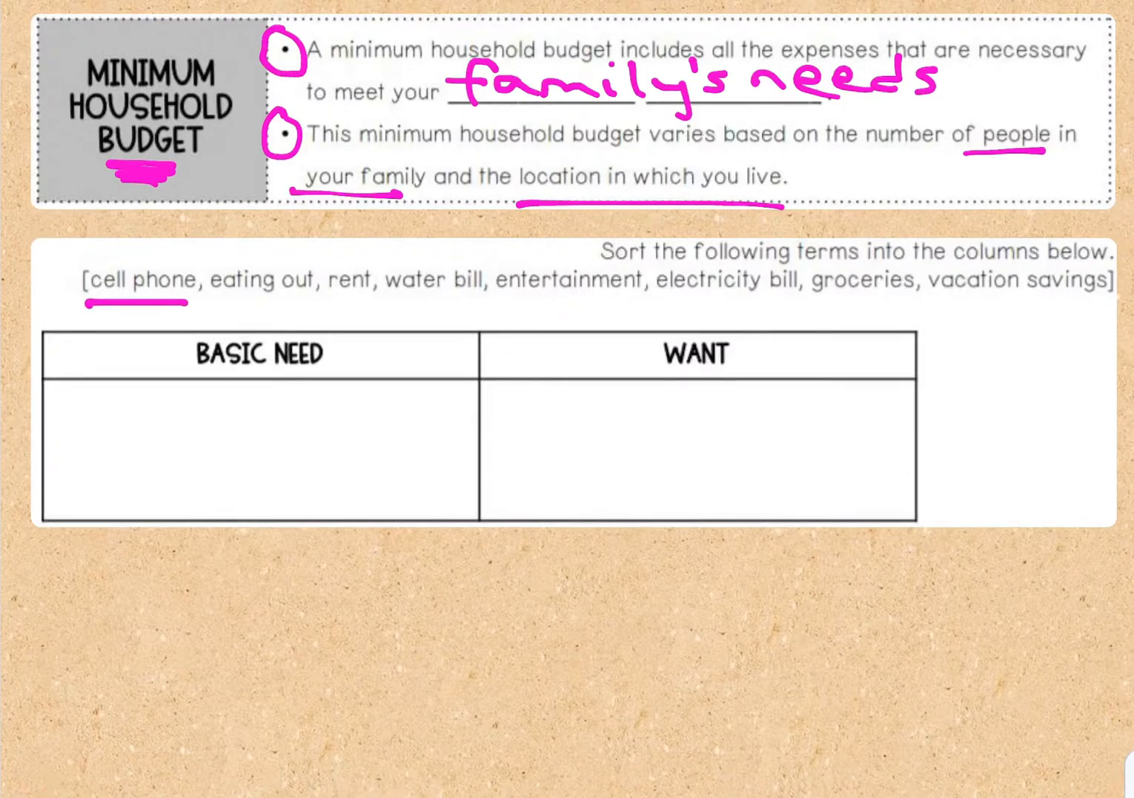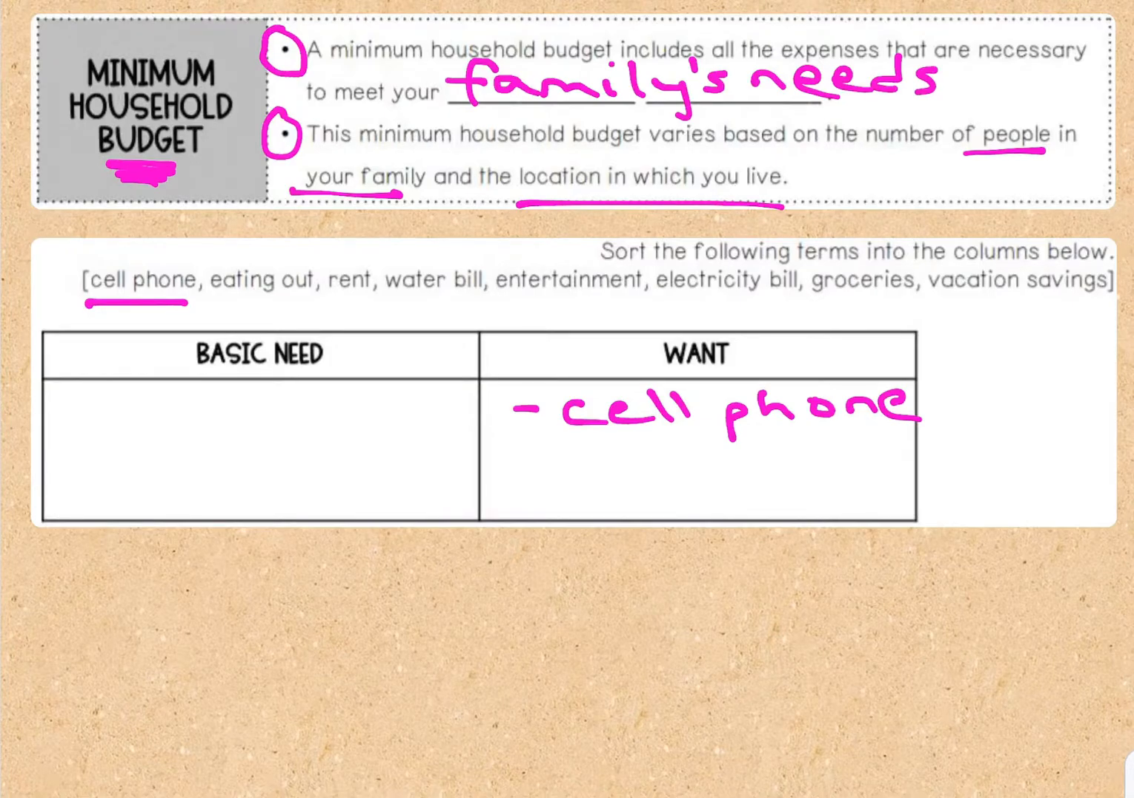Okay, let's go down the list. The first one is cell phone. While I know some of you feel like you can't live without your cell phone, a cell phone is a want, because it's not necessary to survival.